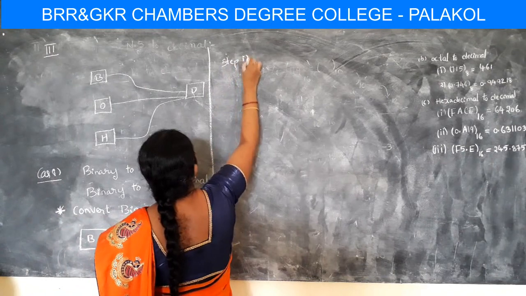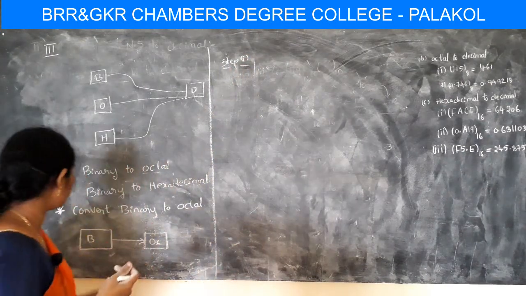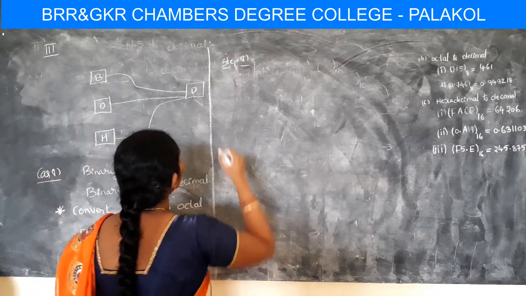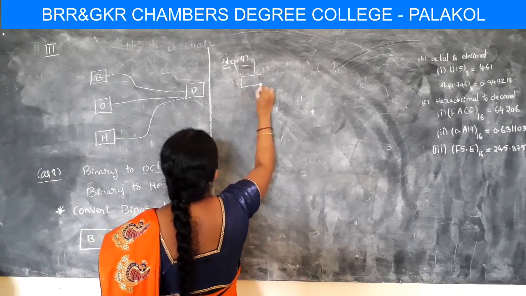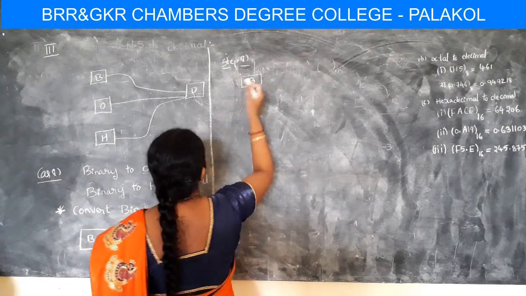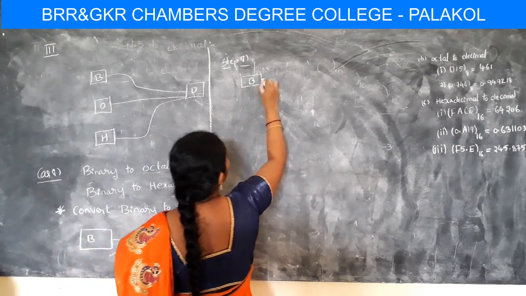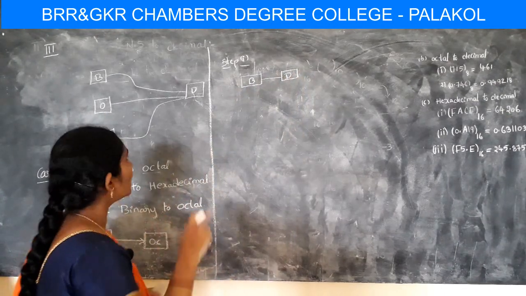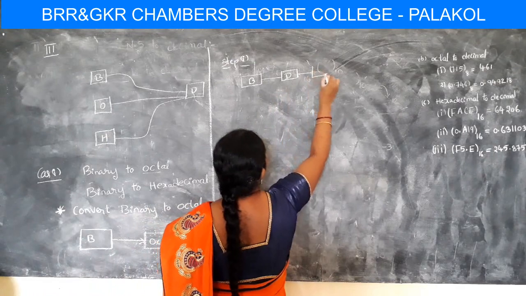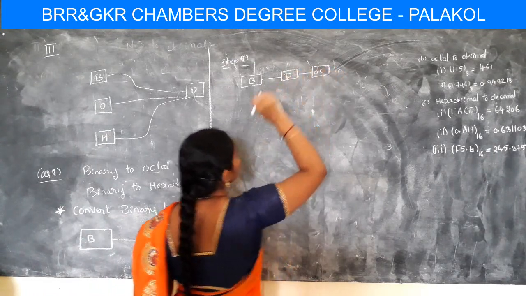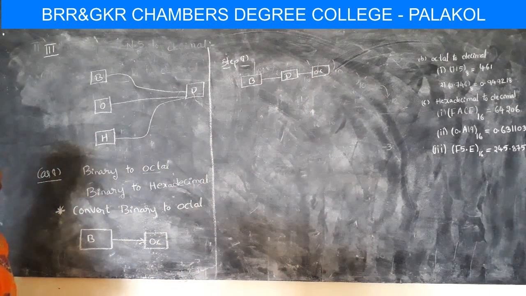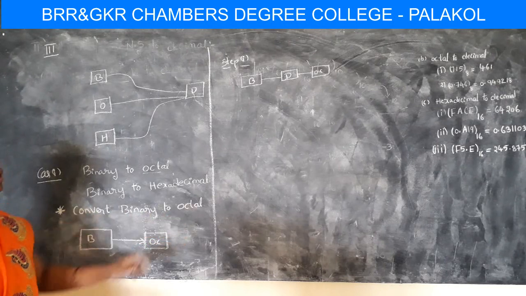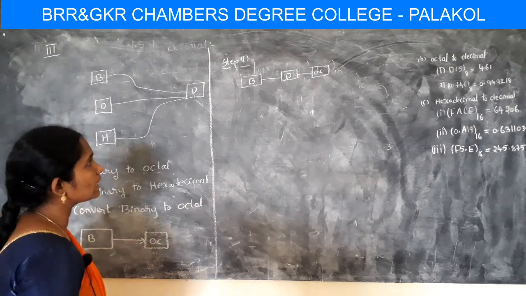The first step is we have to convert the given binary number into a decimal number. And after that the decimal number is converted into an octal number. So this is the process for converting binary to octal. For example, I will consider one example.